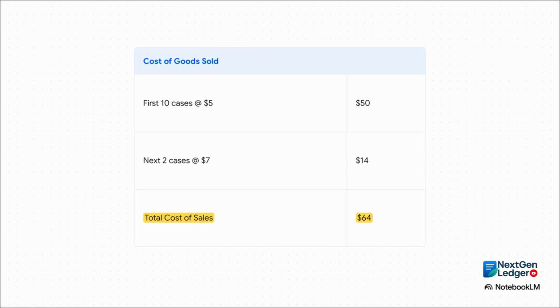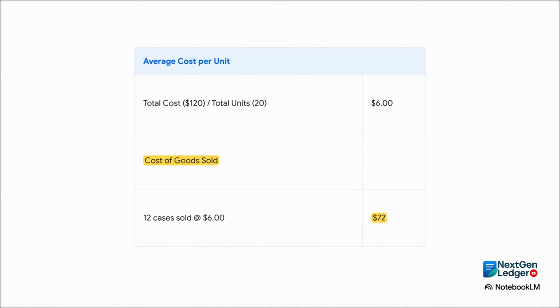Under FIFO, we pretend they sold the first ones they bought. So that's all 10 of the $5 cases, and then 2 of the $7 cases. Add it up, and your total cost of sales is $64. That means the 8 cases left over are valued at that newer, higher price of $7.